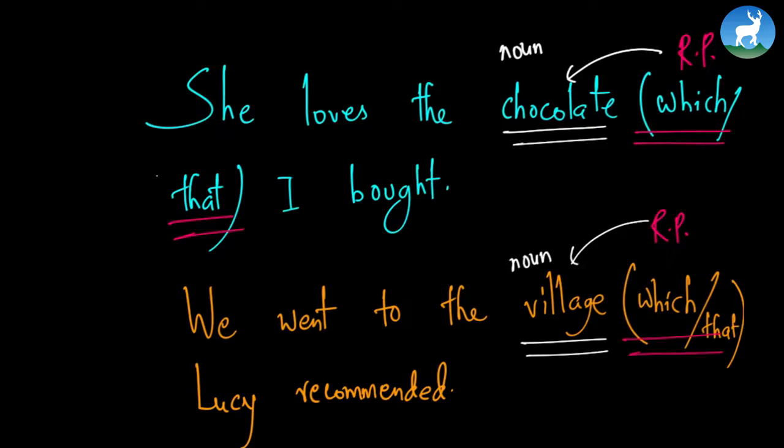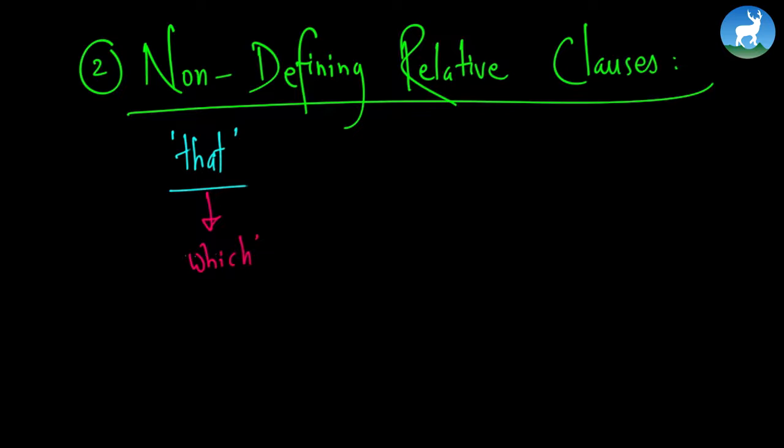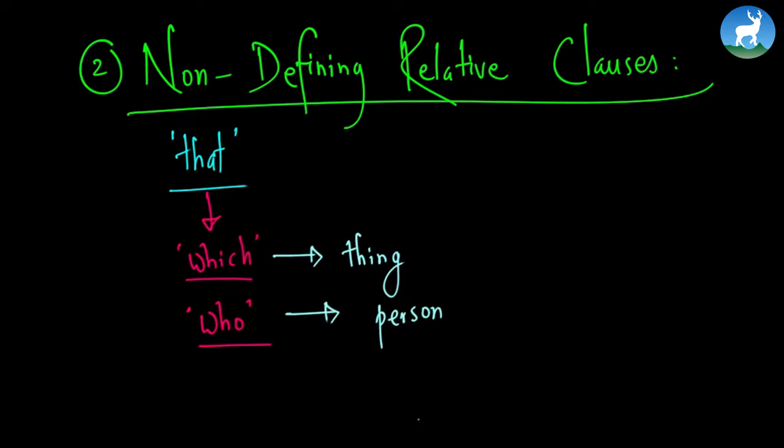Now let's talk about the second kind of relative clause, which is called non-defining relative clauses. We don't use that in non-defining relative clauses. Let us be very clear: we are not going to use this word that in non-defining relative clauses. If we are referring to a thing, we use which instead of that. And if we are talking about a person, we use who. We can't drop the relative pronoun in this kind of clause. Never drop the relative pronoun. Dropping of the relative pronoun is simply impossible.